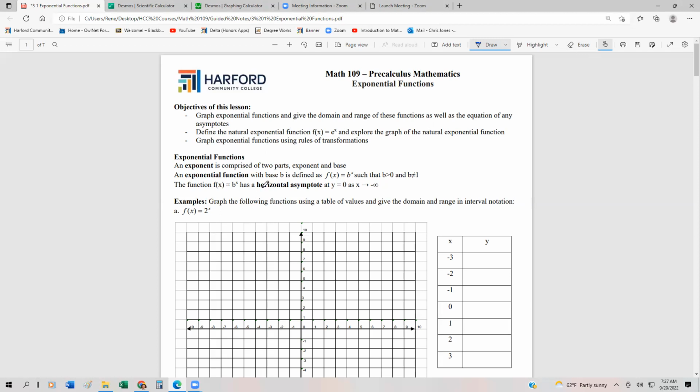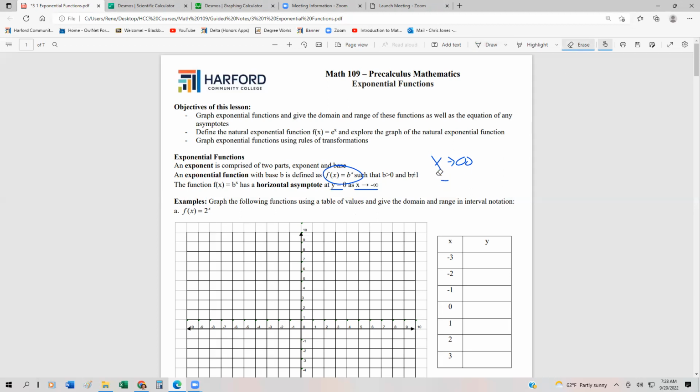And exponential functions have a horizontal asymptote at the function y equals 0. And what's going to happen is that the function is going to approach 0 as x goes towards negative infinity. Right? Now, as x approaches positive infinity, the y value will also approach infinity for this form of the function, okay, if b is greater than 0.